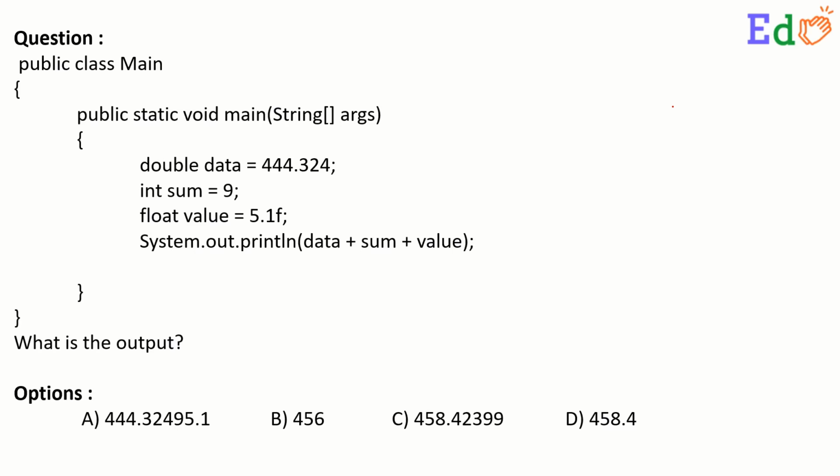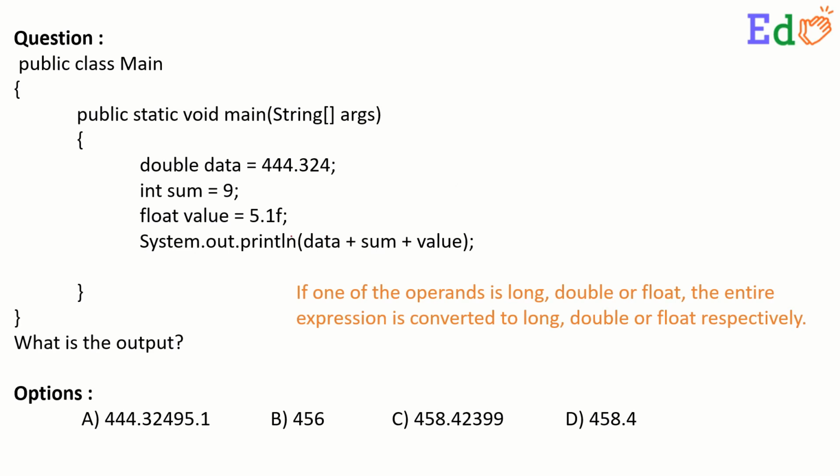What is the output of the following code snippet? So if you look at this code snippet, here in system.out.println we are doing data plus sum plus value. Now data is having double data type, sum is having int data type, and value is having float data type.